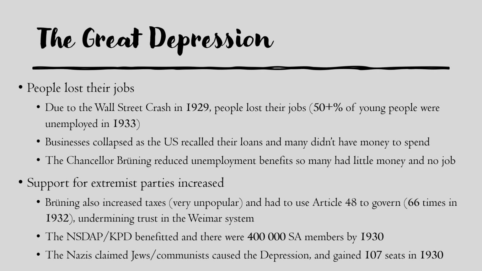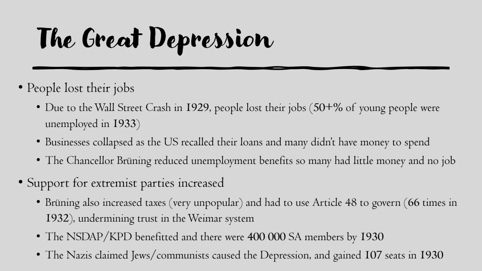Second effect was that support for extremist parties increased. So Brüning increased taxes, which is always going to be very unpopular, but especially in a time when people are struggling and now have to pay more. He had to use Article 48 to govern. If you remember, that's where the president makes laws instead of the Reichstag voting for them.